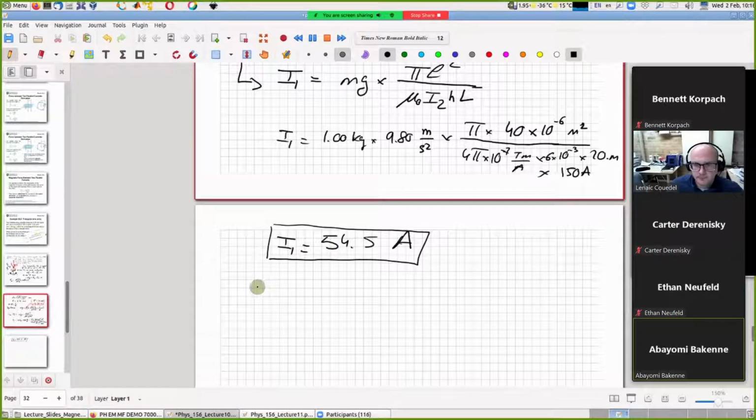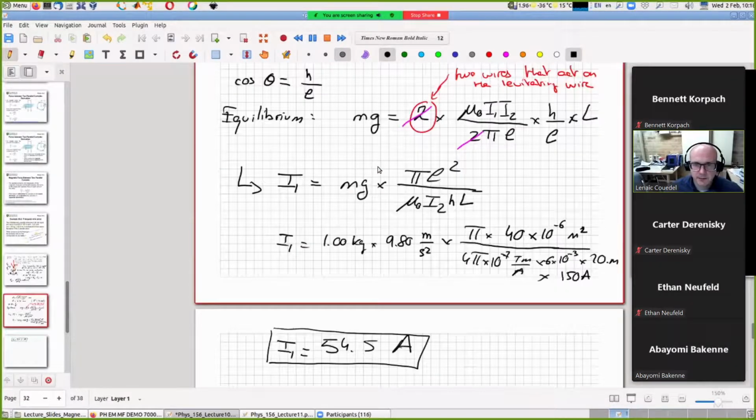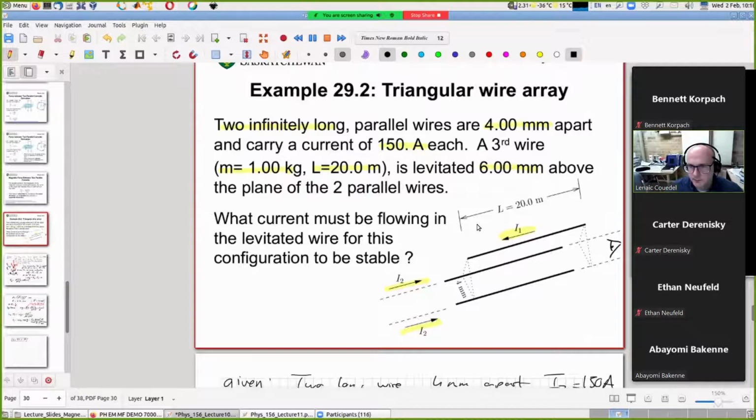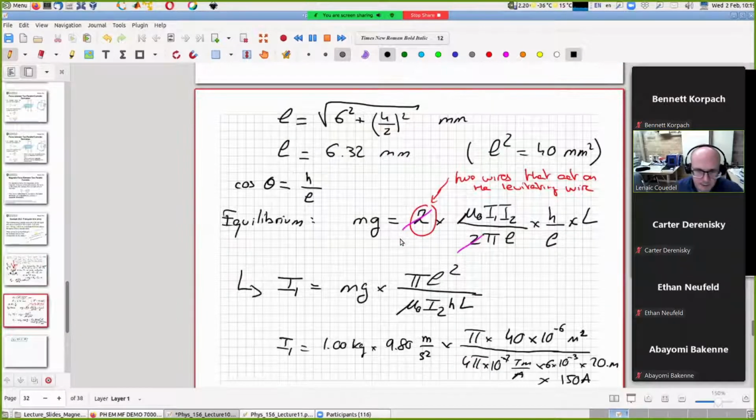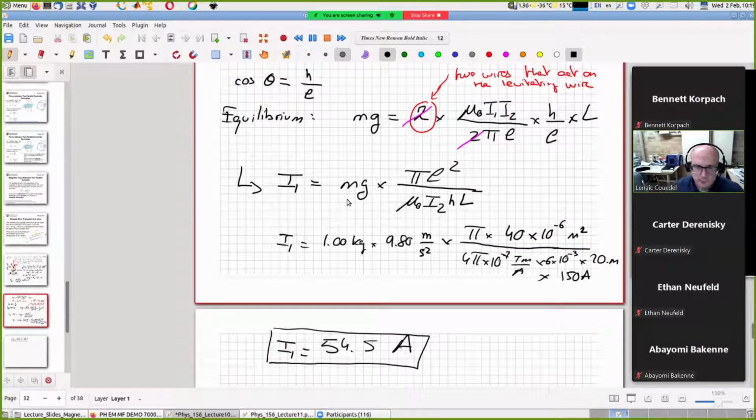So is there a difference with the capital L and the small l? So the capital L, that's the length of the top wire. The lowercase l is the distance between the bottom wire and the levitating wire. Okay. Any other question?